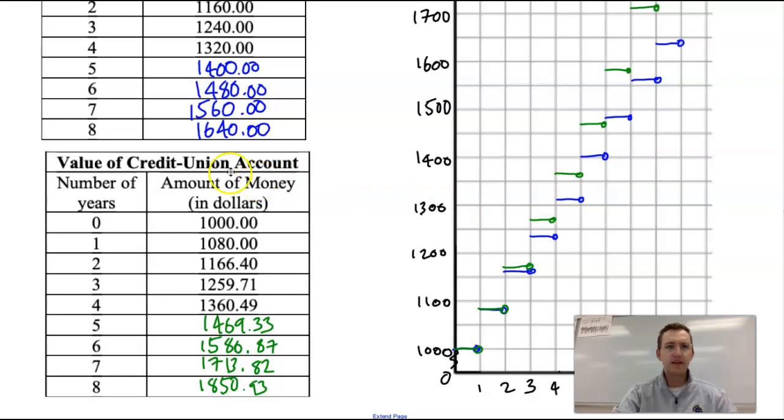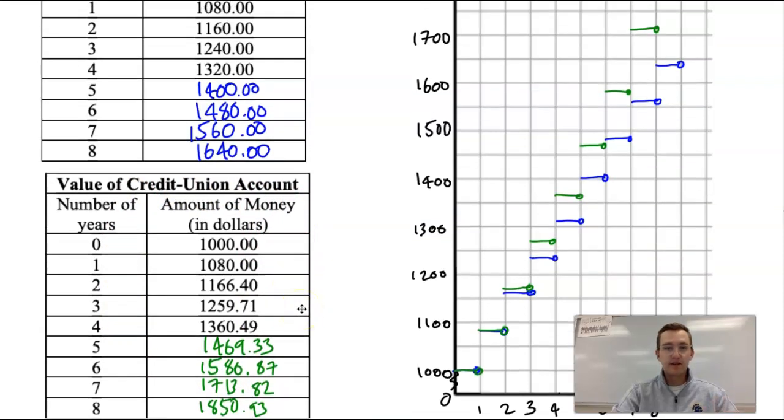And then we have the value of the credit union account, which is the exact same thing, except not linear. Now we have that multiplier between our terms. So this one's going to go up a little bit faster, as we can see both in the table and the graph. We start the same, but because we're multiplying by a multiplier that's bigger than 1, we're exponentially increasing. Those green lines tell us the exact same thing, where we're going up by 8% of the previous year's total, and that's getting added on every single time.